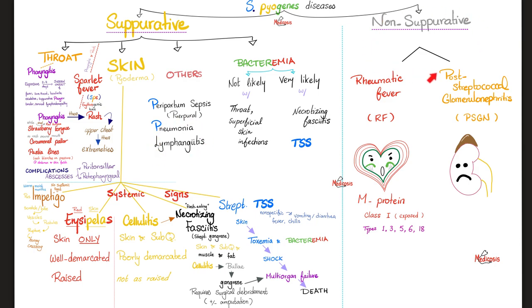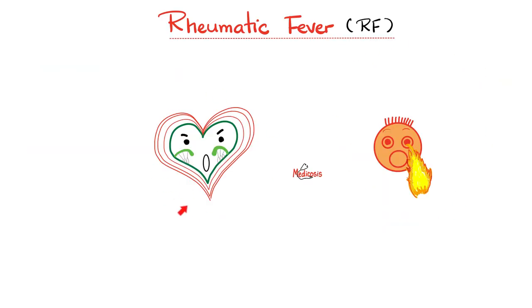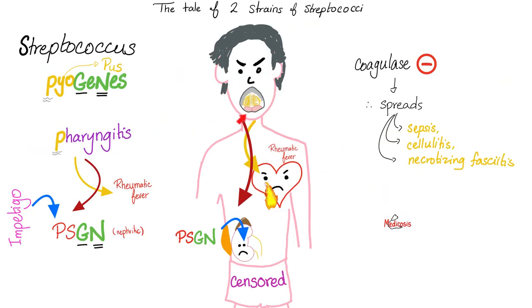Now let's turn our attention to the non-suppurative diseases caused by strep pyogenes. First, rheumatic fever. We start with a pharyngitis caused by strep pyogenes, and then later I develop rheumatic fever. Hey, medicosis, can I start with streptococcal skin infection and then develop rheumatic fever? No. Why? Because the strep that causes pharyngitis and the strep that causes skin infection are not the same strain. Rheumatic fever happens as a complication of the strain that causes the pharyngitis, never from the strain that causes pyoderma.